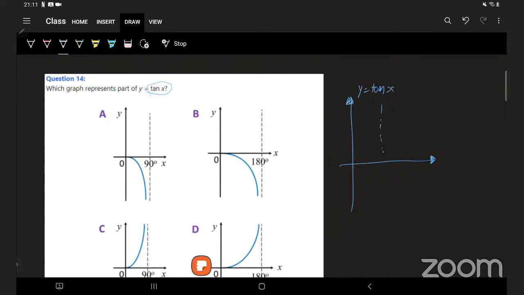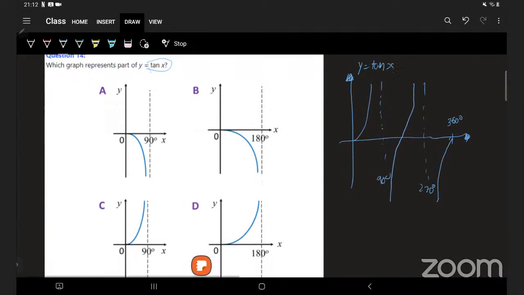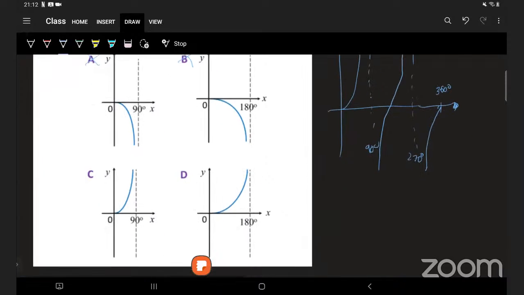We have our asymptote lines at 90 degrees and 270 degrees. Now let's extend that line a bit. It has to start up, and it has to start from all the way down, up again, and then start from the bottom to this part again, which is 360. So we can straight away eliminate A and B because a tangent graph has to go upwards when it starts out from 0. So A and B are straight away out.